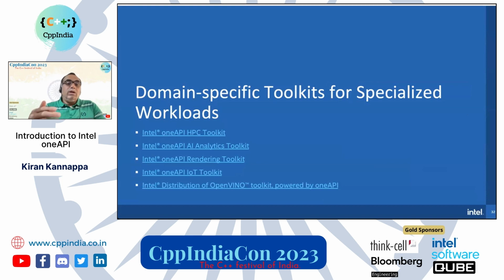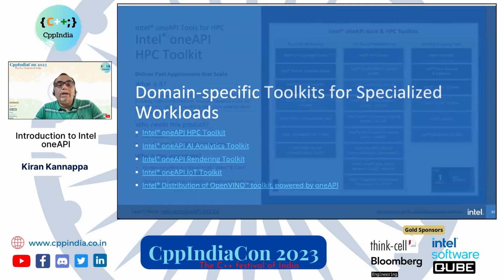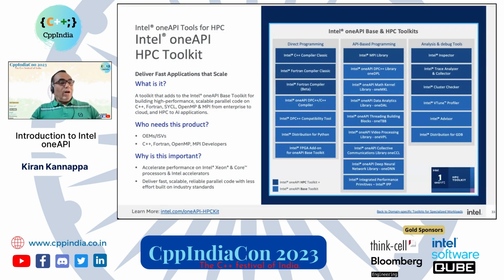Then look at the different domain-specific toolkits. The first one is the HPC toolkit. As far as the HPC toolkit is concerned, HPC is predominantly Fortran, C and C++. So the classic compilers are included. The way to read this slide is that the dark blue ones are part of this toolkit, and the lighter blue ones are coming to you from the base toolkit. So the two classic compilers are included here. And then to build your Intel MPI programs, to scale your program across the cluster, you have the Intel MPI library here.